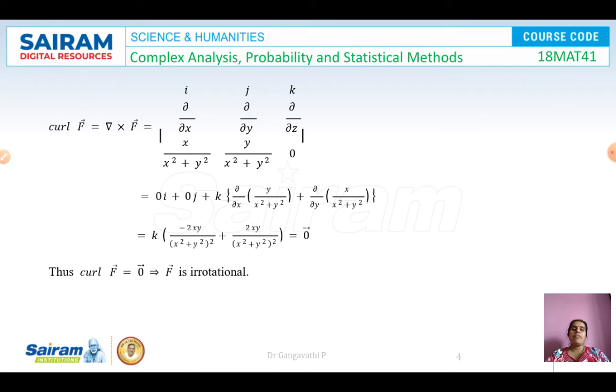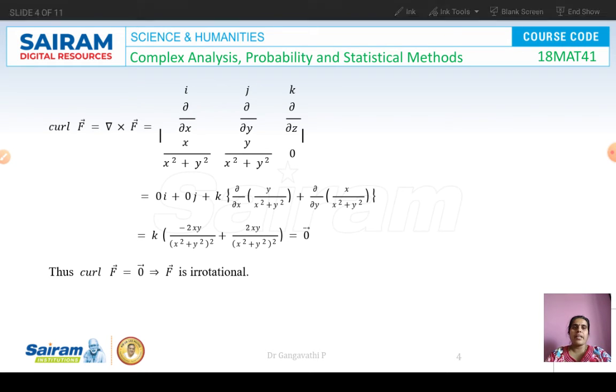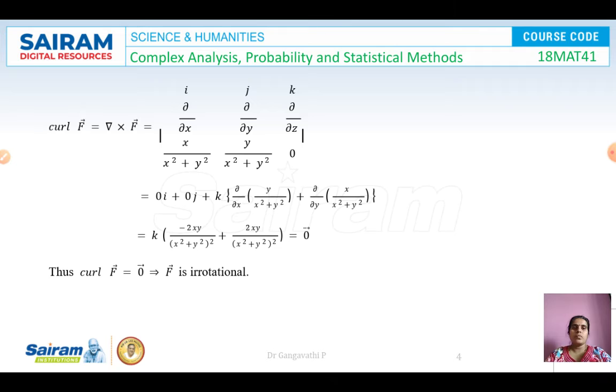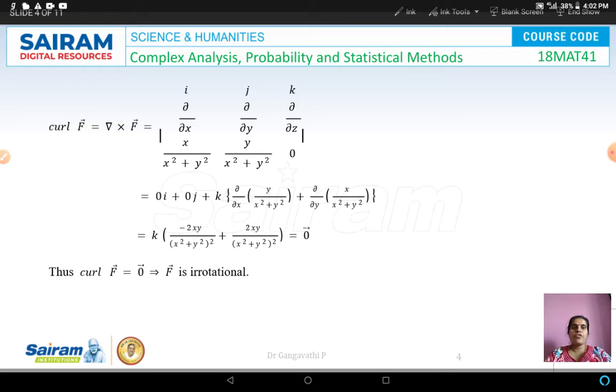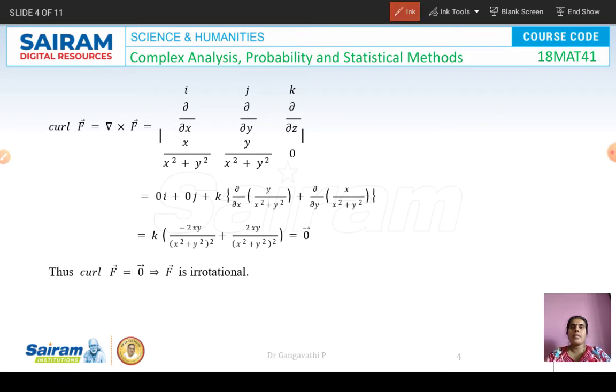Similarly, we have to show that the given vector is an irrotational vector. In order to show vector f is an irrotational vector, we have to prove that curl of the vector is 0. So curl of the vector should be equal to 0. The determinant is from here to here.